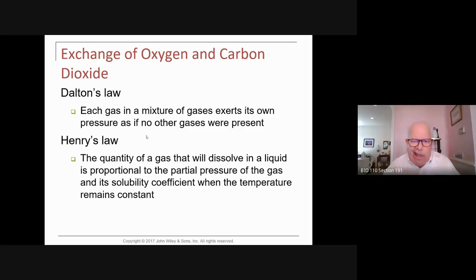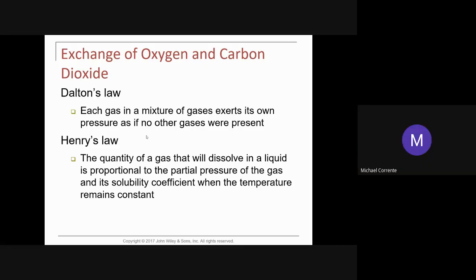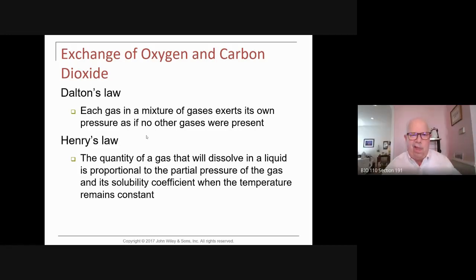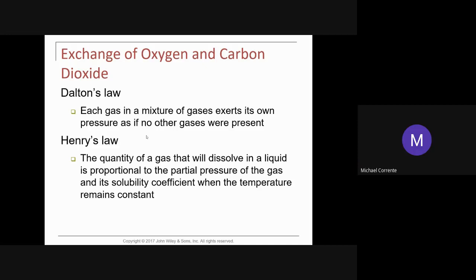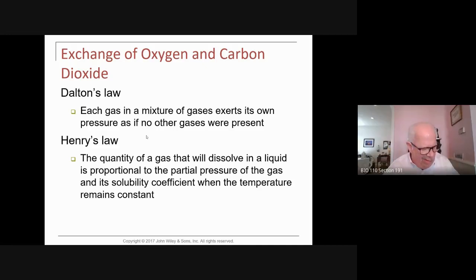So tell me the gases in air. What are the major three gases that are in air? Does anybody know? Nitrogen, oxygen, and hydrogen? You got two of them. Nitrogen, oxygen, what's the third gas? Anybody? Helium? No. Is it carbon? Carbon dioxide.